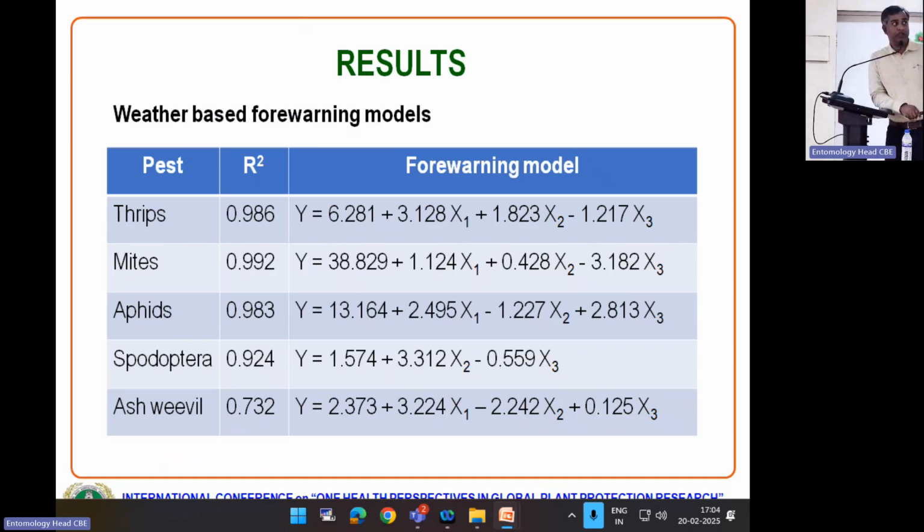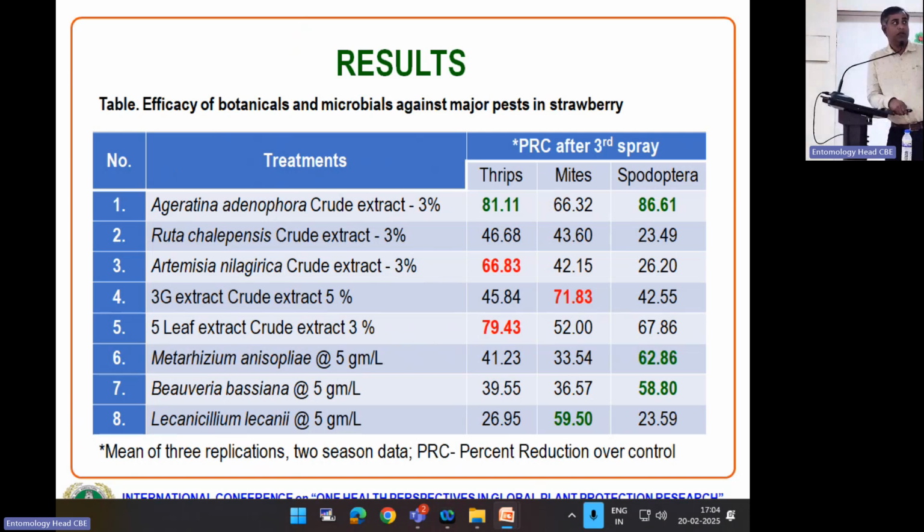So the evaluation study we have taken here. See, Ageratina adenophora crude extract 3% is having a great impact and it reduces the population. It is the mean data for the 2 seasonal study and 3 replications. Here, in thrips incidence, more than 81% of the thrips population was reduced, and Spodoptera population also, it is having a great impact on the management. 86% pest reduction was observed in the Ageratina adenophora crude extract.